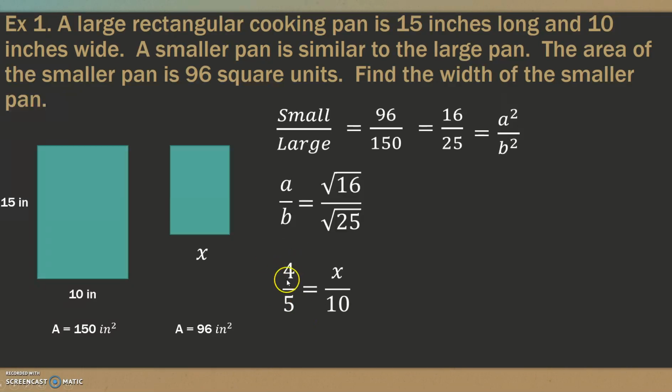Now remember, small is on top. So when I'm finding the width, it is represented by x, and the corresponding position is 10. That's why I have x over 10. And then from here, I'm going to cross multiply. So I'm going to do 4 times 10 is 40, 5 times x is 5x, and then I'm going to divide by 5. So the width is 8.